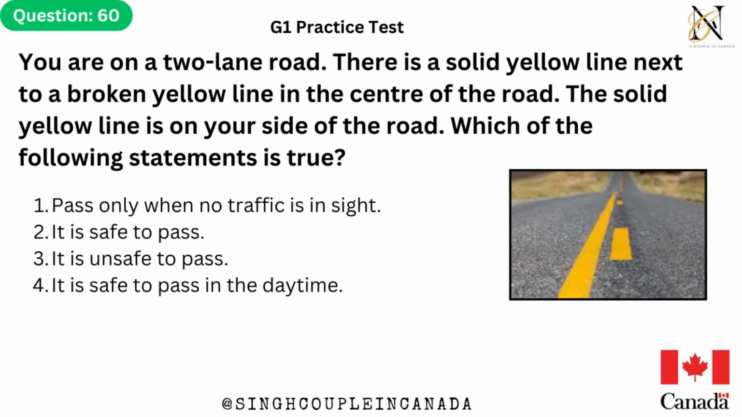There is a solid yellow line next to a broken yellow line in the center of the road. The solid yellow line is on your side of the road. Which of the following statements is true?